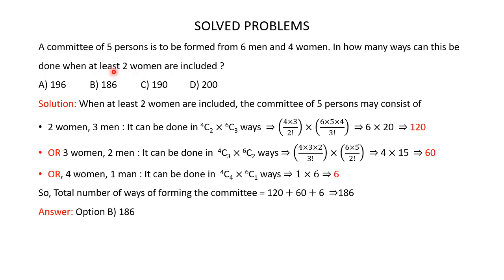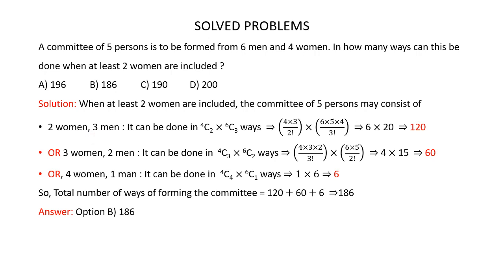At least 2 women means a minimum of 2 women should be in the committee, and since there are 4 women, the maximum number of women in the committee is 4 women. So when at least 2 women are included, the committee of 5 persons may consist of 2 women and 3 men, or 3 women and 2 men, or 4 women and 1 man. Remember, or means addition. Now let's look at the first case where 2 women and 3 men can be selected.